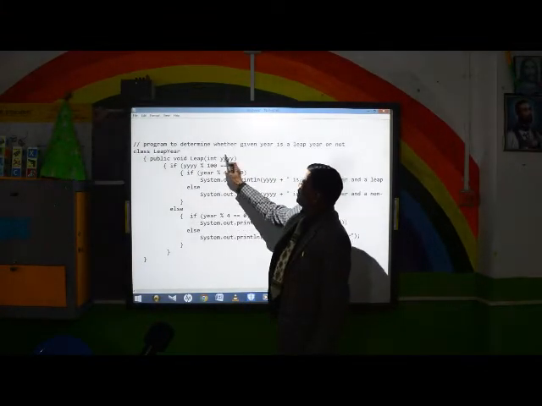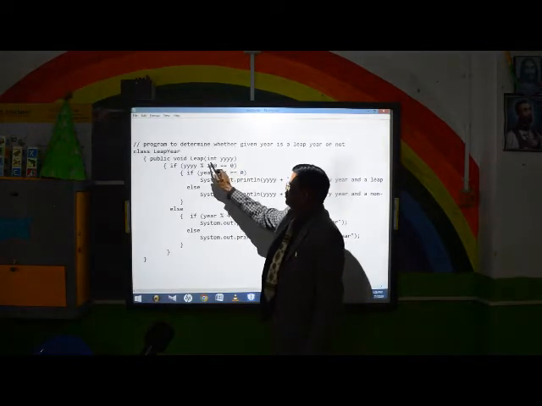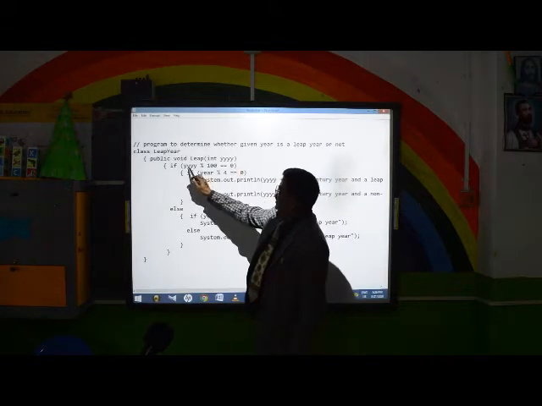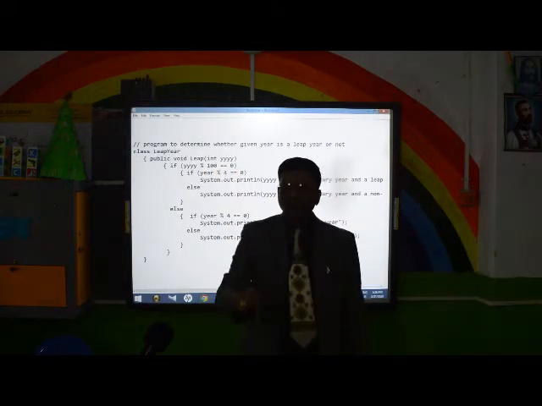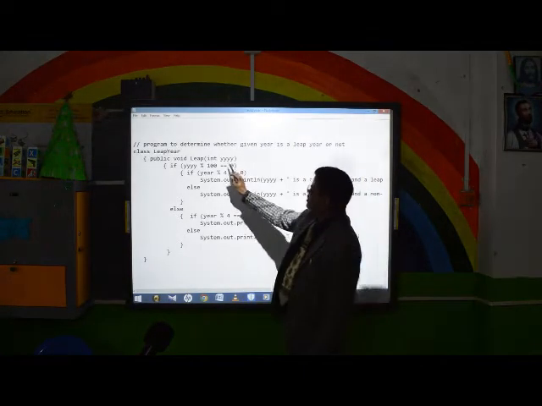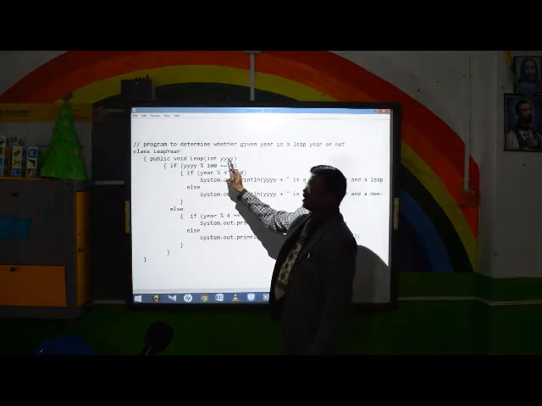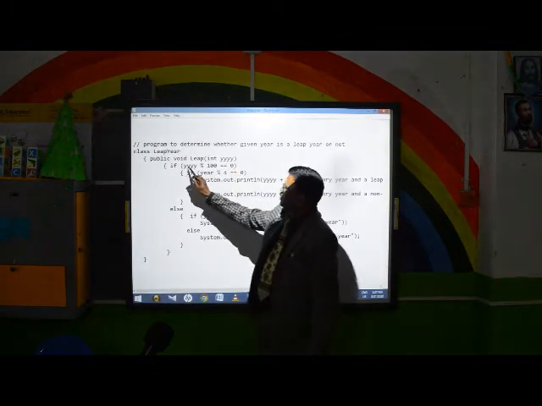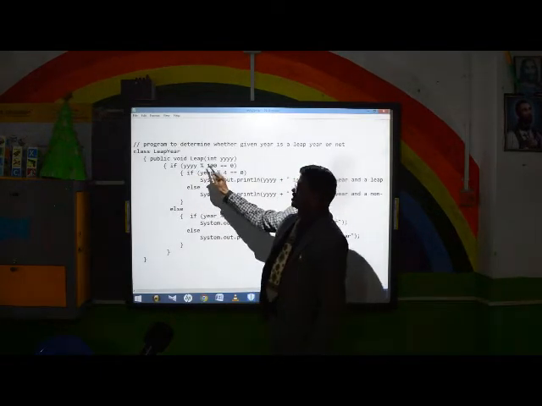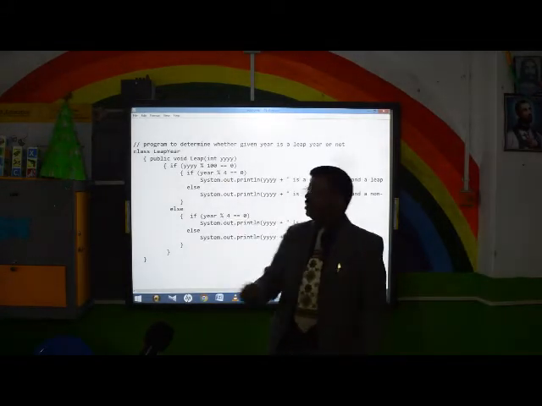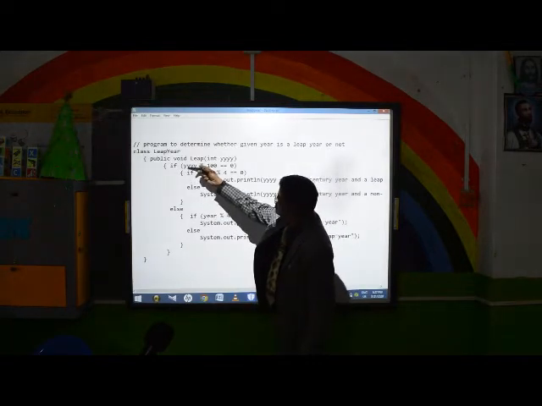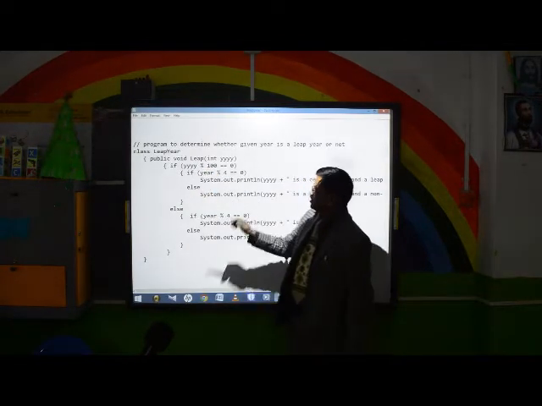We the user have to feed the value of year. What is the variable name, the identifier name I have given? Year. Now, for example, I give 2001. The computer will ask me the value of this year. I give 2001. 2001 modulus 100. First of all, it checks whether it is a century year. If it is a century year, it comes here. If it is not a century year, it comes down. That's the meaning of it.